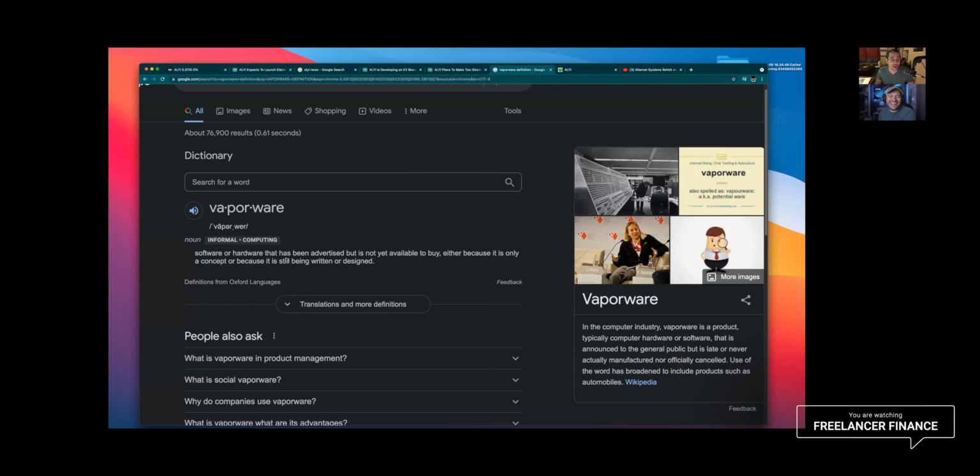Vaporware is software or hardware that has been advertised but is not yet available to buy, either because it is only a concept or because it is still being written or designed.